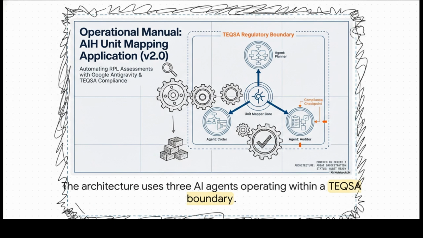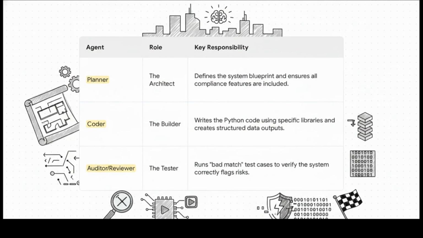You've got 3 distinct agents: the planner, the coder, and the auditor. This separation of duties is absolutely key. It means you can plan, build, and test all at the same time, without one of them messing up the other. So let's break down who does what.